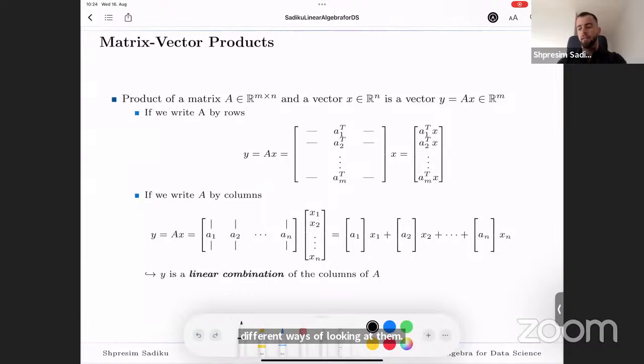Second way is if we write the matrix A as columns, so this would be just now a sort of vector containing n entries, where each entry is a column vector on its own. And then we have simply the vector x containing n entries. And then we can multiply the first column of the matrix A by x1, plus the second column of matrix A times x2, plus the last column of A, a_n, times xn. So in a sense, we say by definition that y is a linear combination of the columns of A. We'll see that this linear combination actually will be really important a bit later.